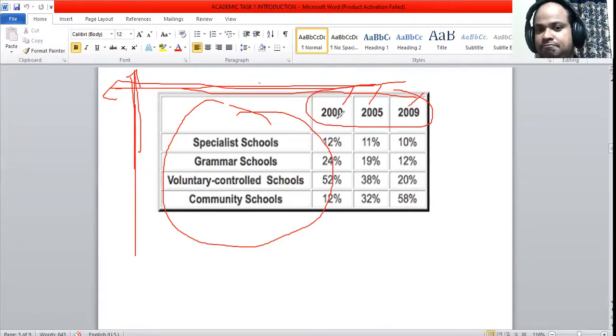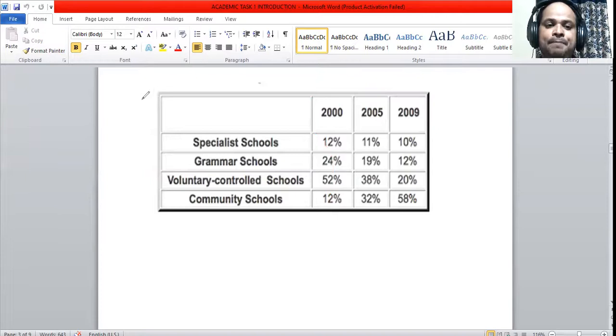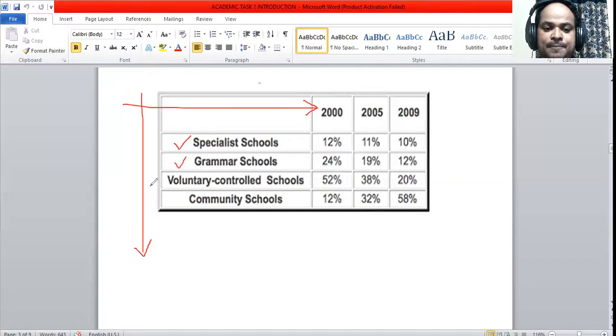So we do have movements here. The years are advancing and we can definitely say this is a movement table. It's not the data of a particular year, a particular point of time. The vertical axis and the horizontal axis are the ways we need to compare. Here we have four types of schools and three years, in ascending order. At 2000, we have a 4 year gap here, and again we have a 4 year gap here.